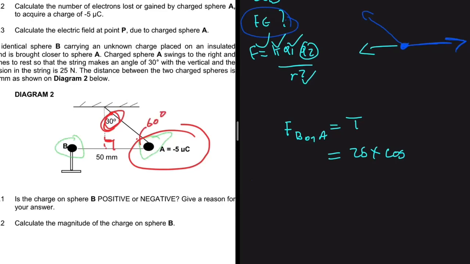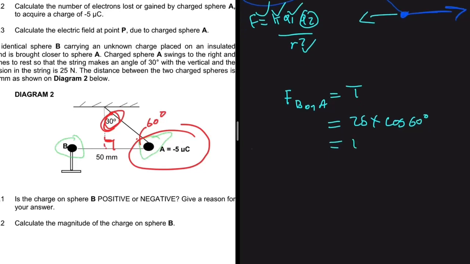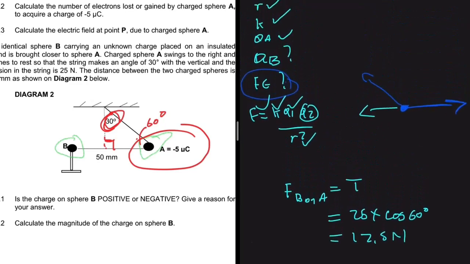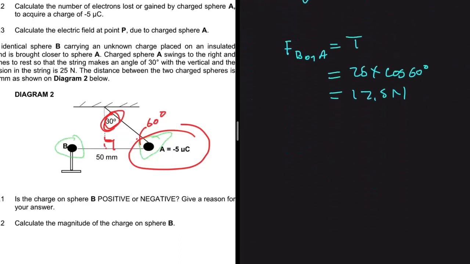So now we can say cos of 60 degrees. So we have 25 multiplied by cos of 60. 25 multiplied by cos of 60 is 12.5 newtons, right? So now we know FB on A. We can use this formula here to find the magnitude of charge B. Right? A very interesting problem.